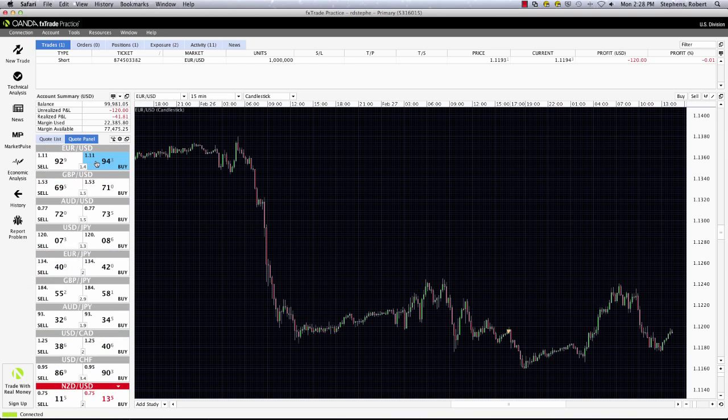It's now trading at 111.943 to buy it back, which is higher than my 93.1. Therefore, I'm losing money. It's now down to $120 because it just went in my direction a little bit.